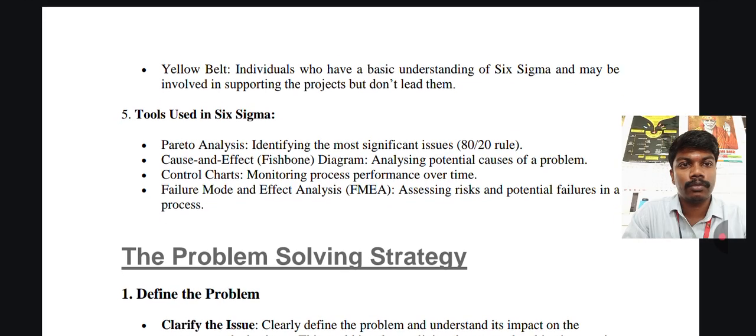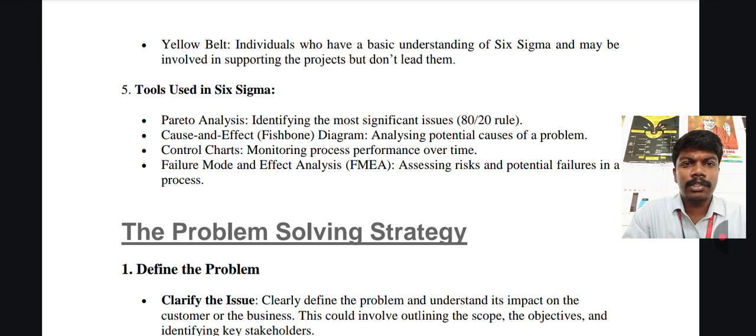Next, what are the tools we have used in Six Sigma? As I mentioned earlier in the analysis part, Pareto analysis to identify the most significant cost by the 80-20 rule. Next one, cause and effect diagram, also called the fishbone diagram or Ishikawa diagram, to analyze the potential cause of a particular problem. Next one is control charts, which monitor the process over time. Next one is FMEA, failure mode and effects analysis, to analyze the risk factors and potential failures in a particular process.